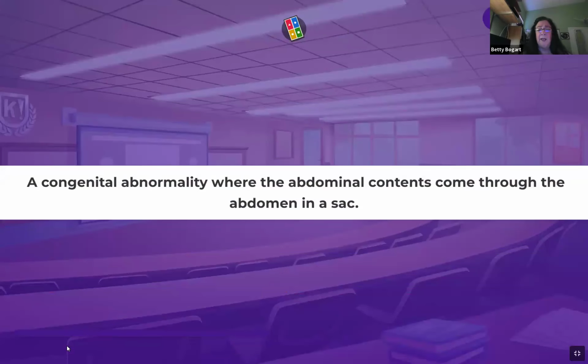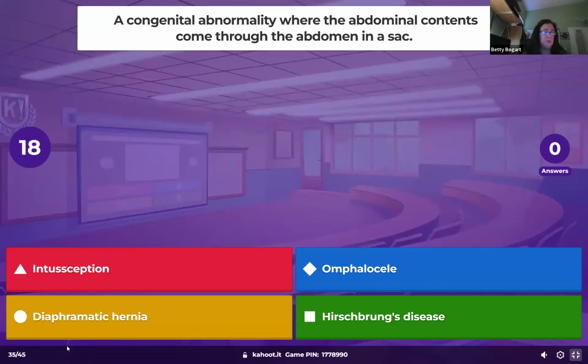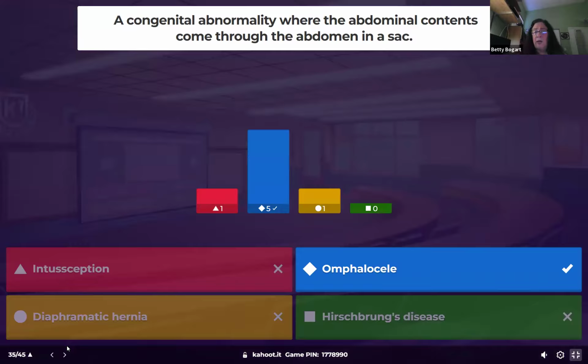A congenital abnormality where the abdominal contents come through the abdomen in a sac. And that's called an omphalocele. Sometimes you see the stomach, and that's a gastroschisis. And of course, you have the bladder and bladder exstrophy. These are all congenital things because the closure was on the outside, it didn't close correctly.